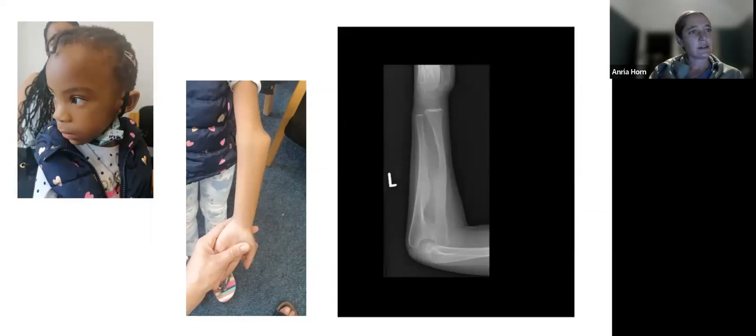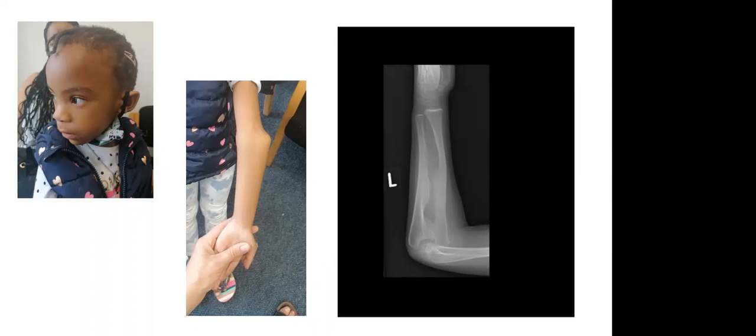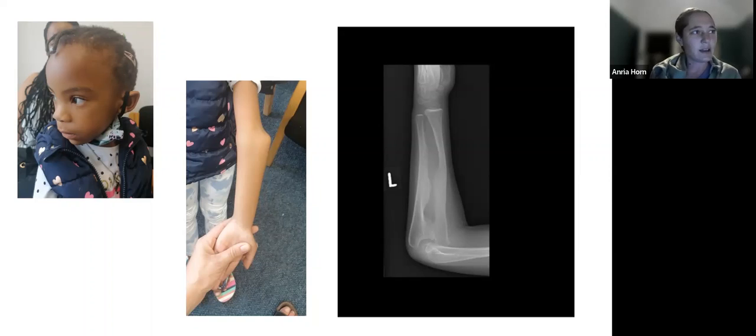So just to see if you're awake, Ashley. Yes. So this little child presented mostly complaining of an elbow deformity that you can see there. That's what she looked like, and those are the X-rays. Do you want to hazard the diagnosis?